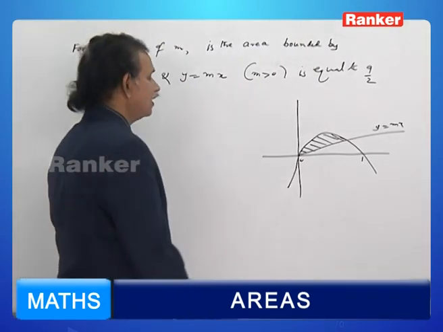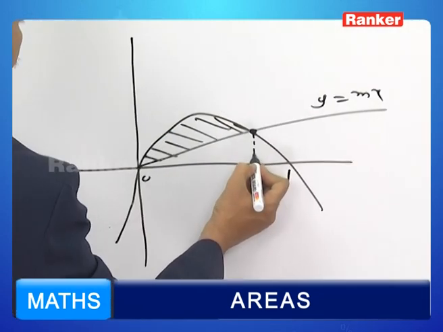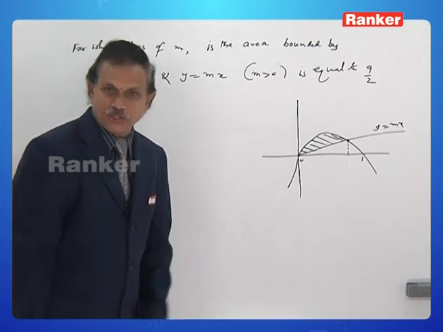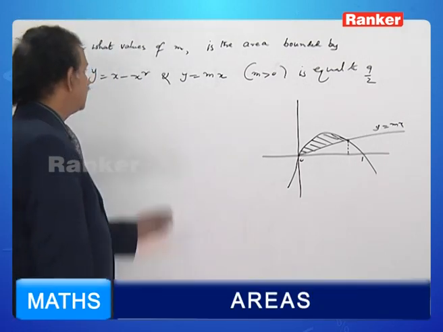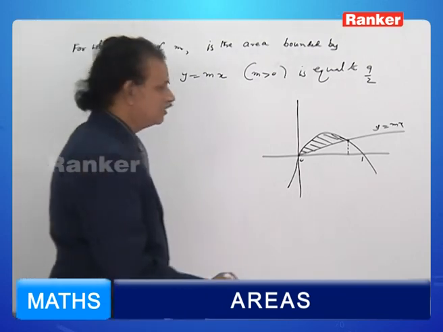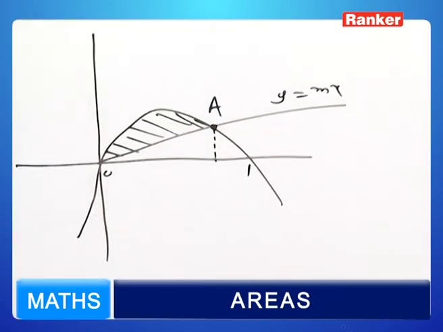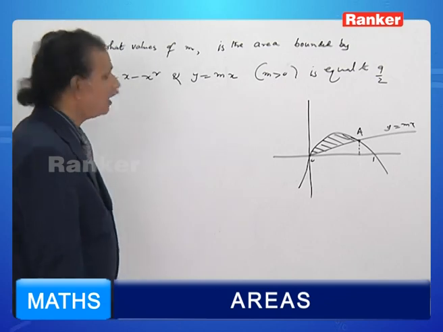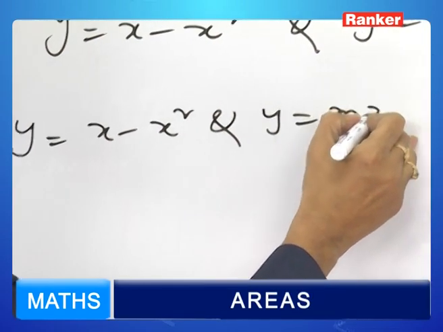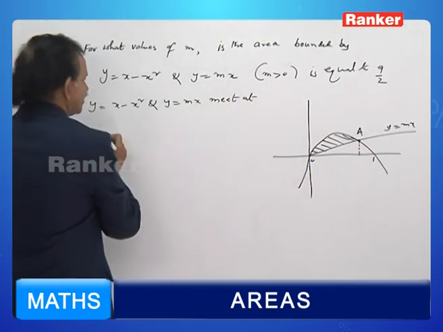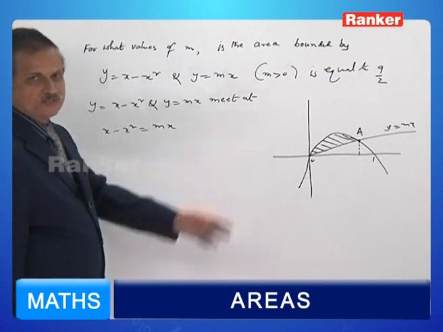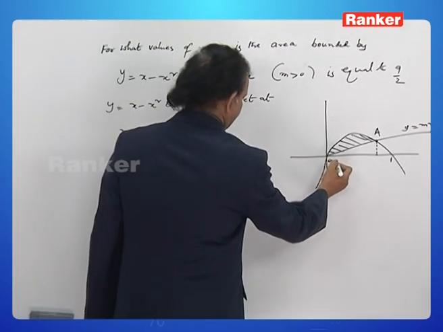So for that, we must be able to know this point. Then only can you have the limits of integration. Therefore, the very first duty is to know the point where these two curves meet. One thing is sure, at the origin both of them meet, no doubt. What is the other point, say the point A in the graph? We are now ready to find A. How? Just solve it. y is equal to x minus x square and y is equal to mx meet at x minus x square is equal to mx. If x is 0, then y is also 0. 0, 0 is one point of intersection. It is clearly visible, of course.